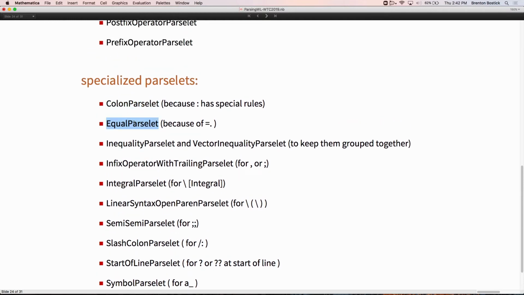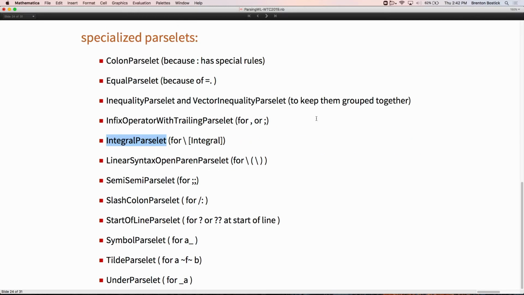Colon has special things, equal because of dot, sorry, equality parselets and vector inequality parselets, because we like to get all of those together in one unit differently. Trailing, things that can be just infixed but are trailing, like commas and semicolons. Integral has its own thing, span has its own thing, and each one of the ternary operators has to have its own special parselets also.